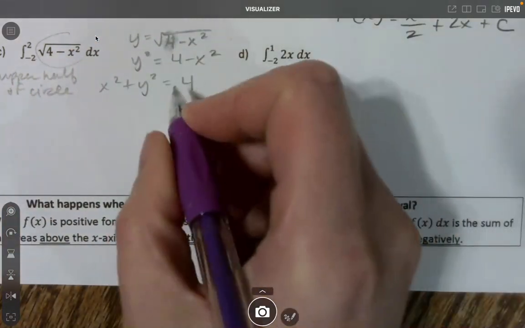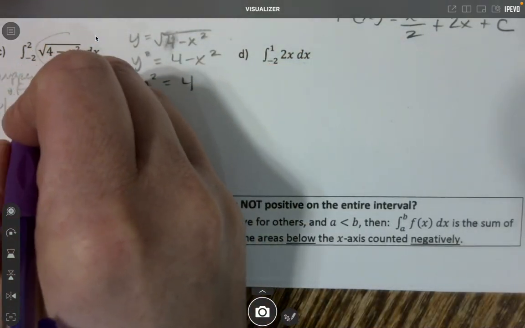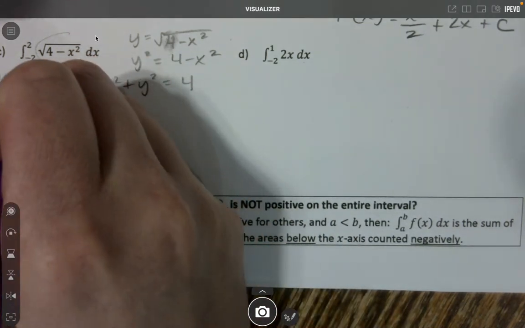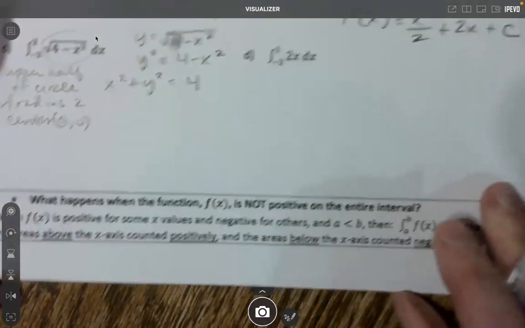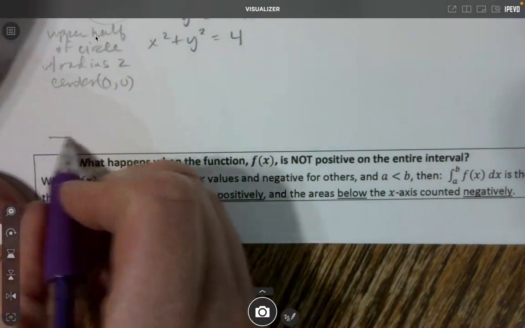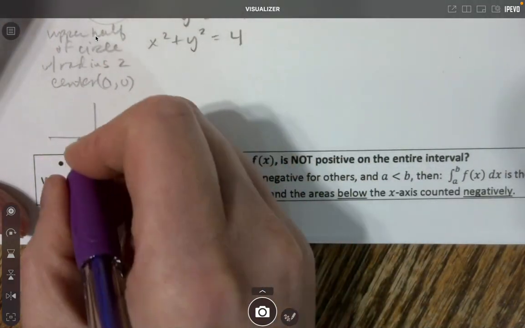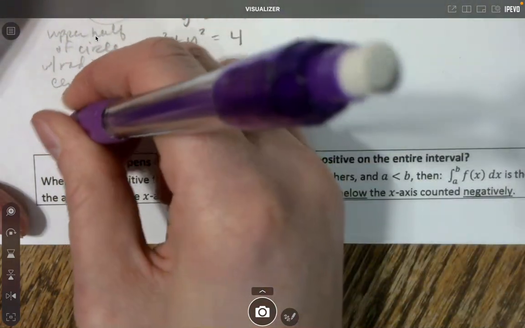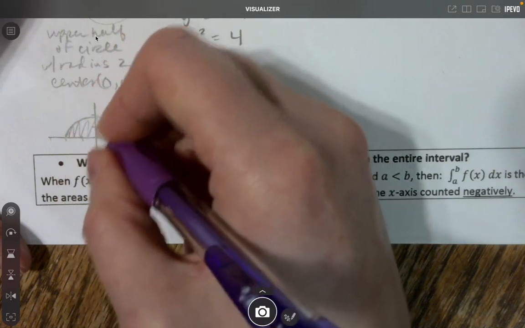And it's going to have a radius of, let's see, square root of 4 is 2. And because I just have x squared and y squared, my center is 0, 0. So a little bit of review here. So let's go ahead and draw that. So from 2 to -2, because my radius is 2, it's going to go up to 2 here. That's actually a pretty good looking half circle.